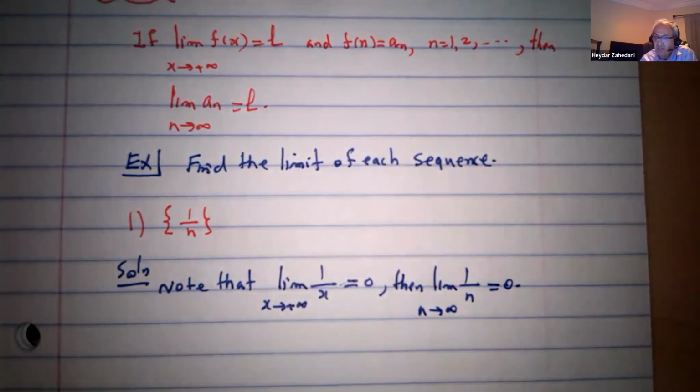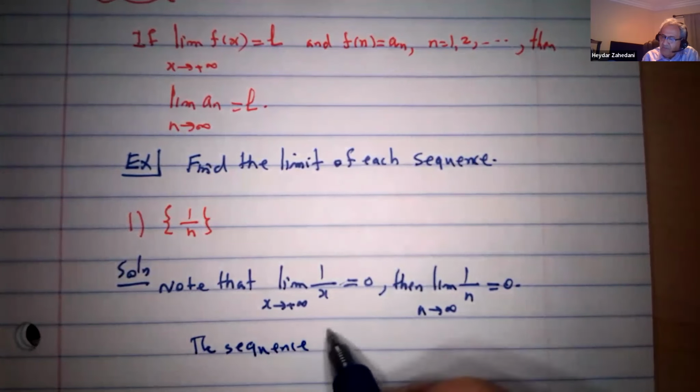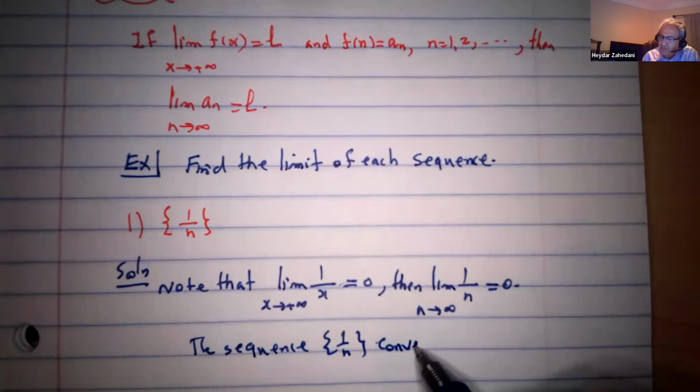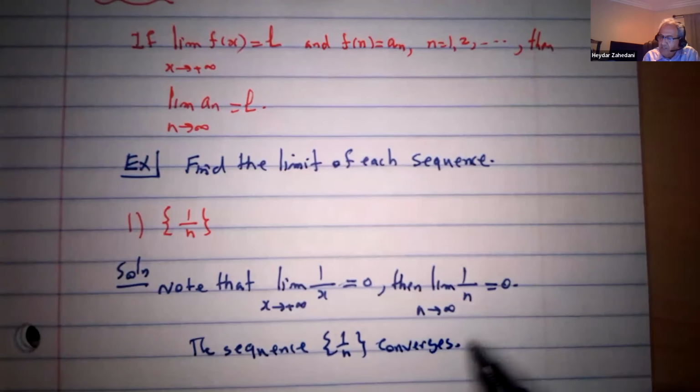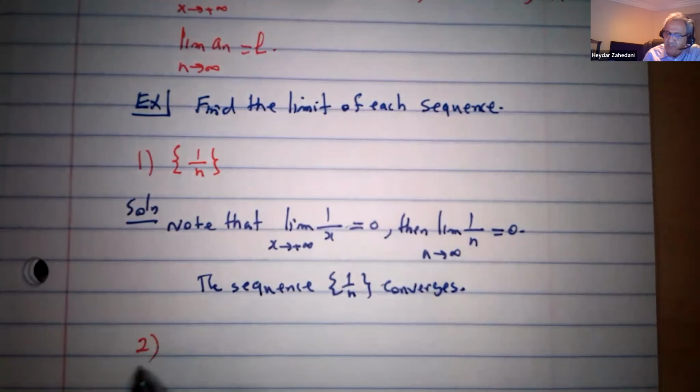We don't usually change it to the x. I'll just give you the theorem that we're going to have. And so this means the sequence 1 over n converges, because you can find the limit. The limit of the sequence will be 0. So that will help you to use all sorts of limits from the past.